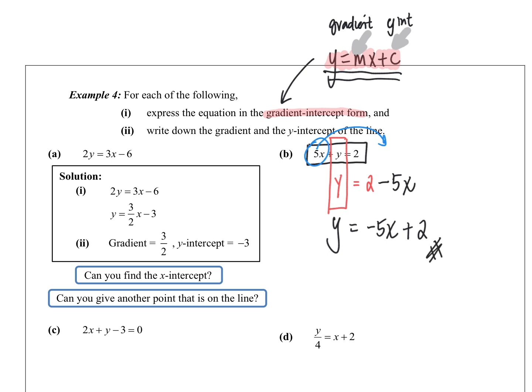This one. Then they say, can you then tell me what's the gradient and what's the y-intercept? So the gradient in this case... Focus. Okay, so once you have gradient intercept form, then you can pick out your gradient, pick out your y-intercept. Just from that form. So straight away pick out gradient. Okay, pick out your y-intercept.